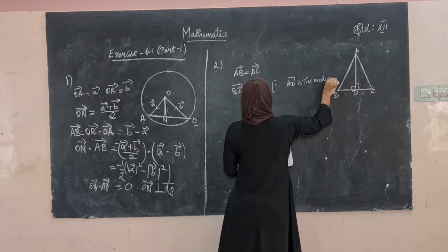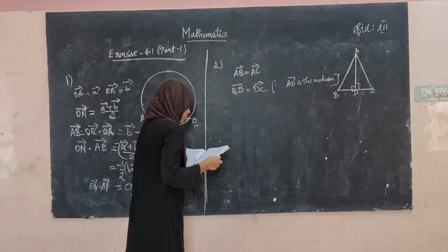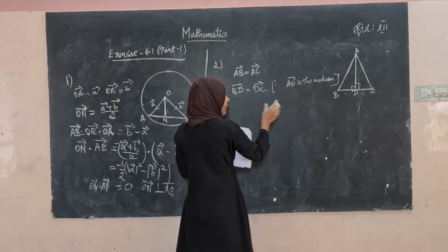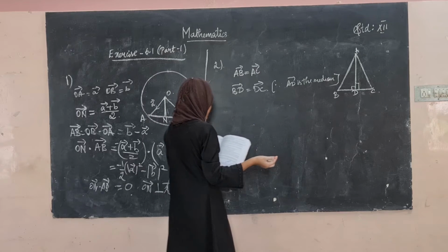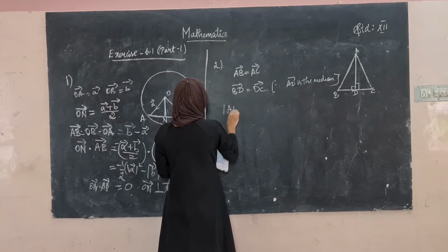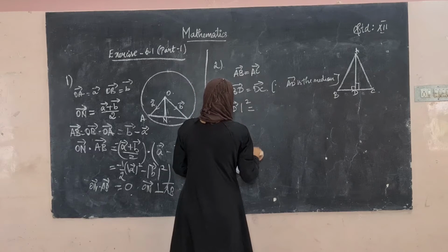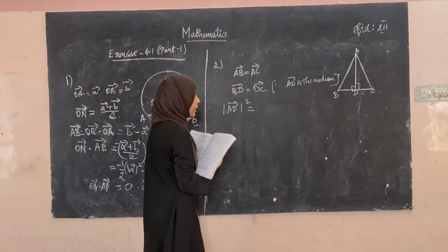Okay, I am dictating it orally. You have to write in your own words. AD vector is the median. Since it is the median, we can write BD vector is equal to DC vector. Therefore, now let us take the modulus of AD vector the whole square. What is the modulus of AD vector the whole square?